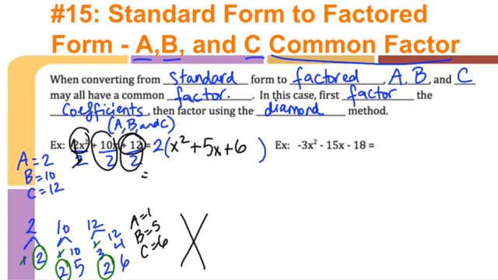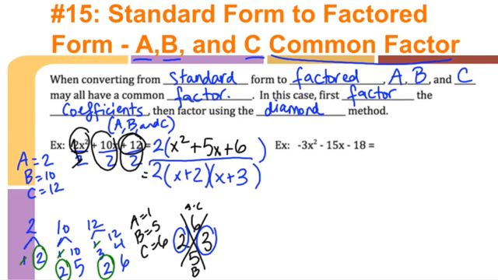So A times C, that gives me 6. B is 5. So two numbers that multiply to 6 and add to 5 are 2 and 3. So that means that now I'm going to write the 2 outside and then 2 sets of parentheses, x plus 2 and x plus 3. So that's how I fully factored this first example. All right, let's look at this next example.